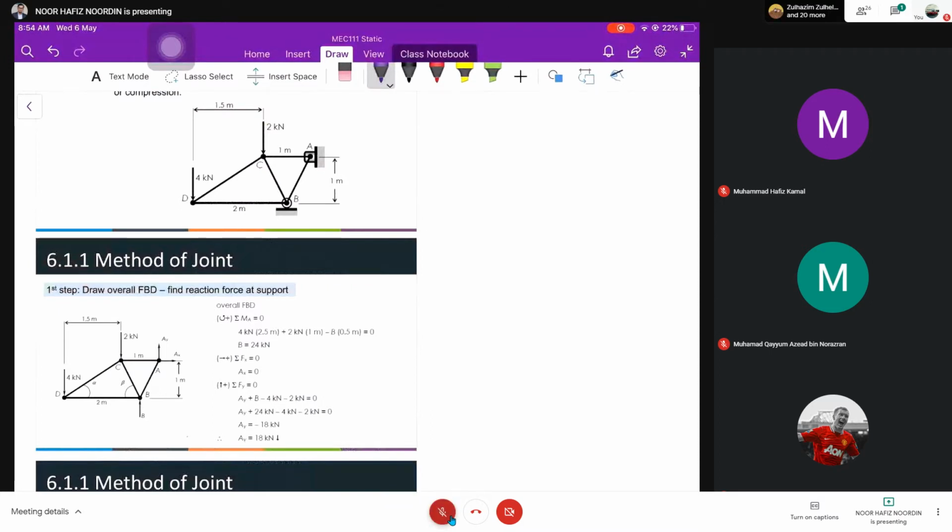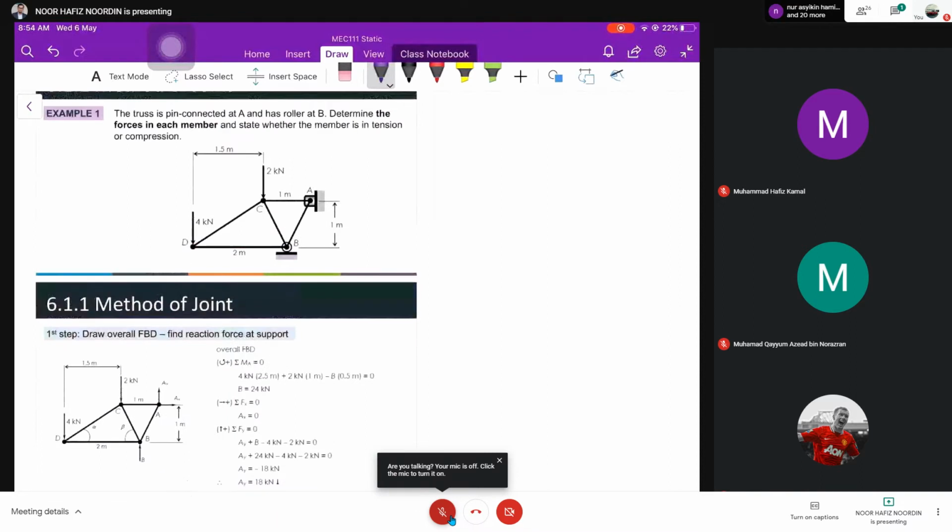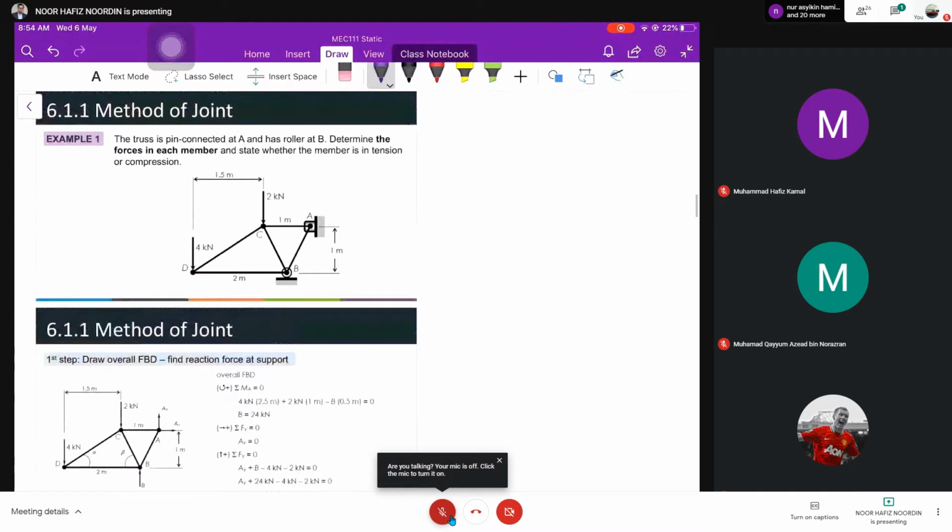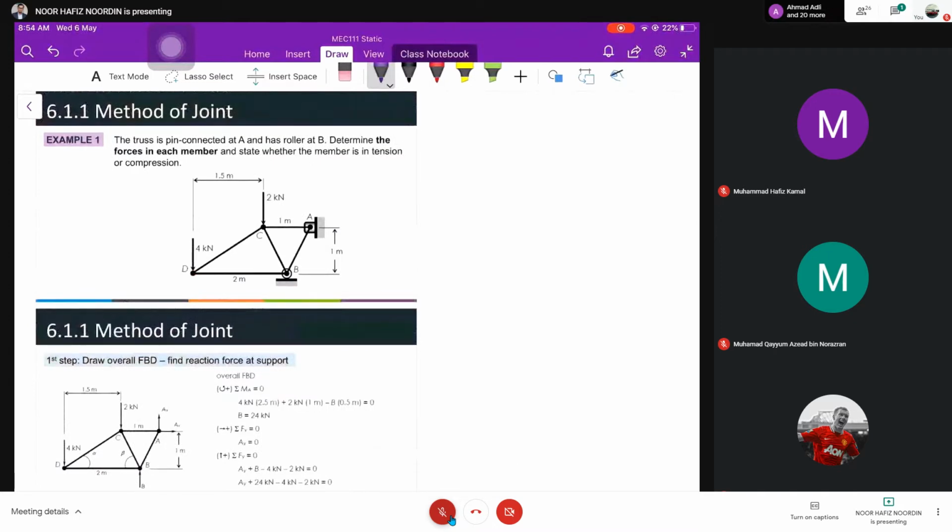Okay, this is the example of trusses. Right, so the question is the truss is pin connected at A and has a roller at B. Determine the forces in each member and state whether the member is in tension or compression. Normally we need to determine the value of force in each member and also state whether the member is in tension or compressed.